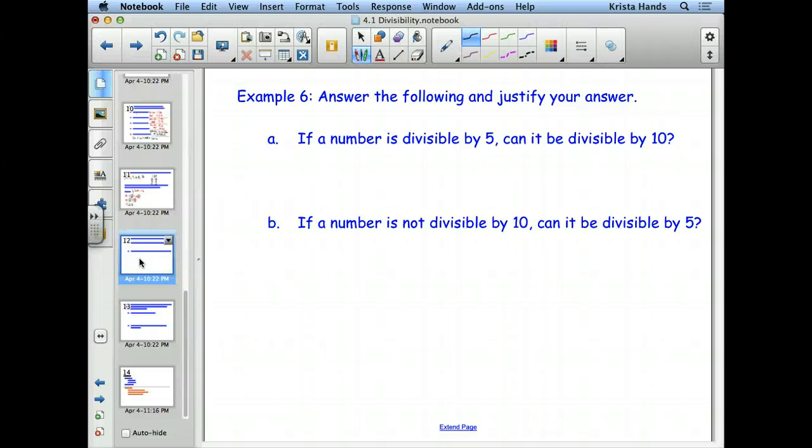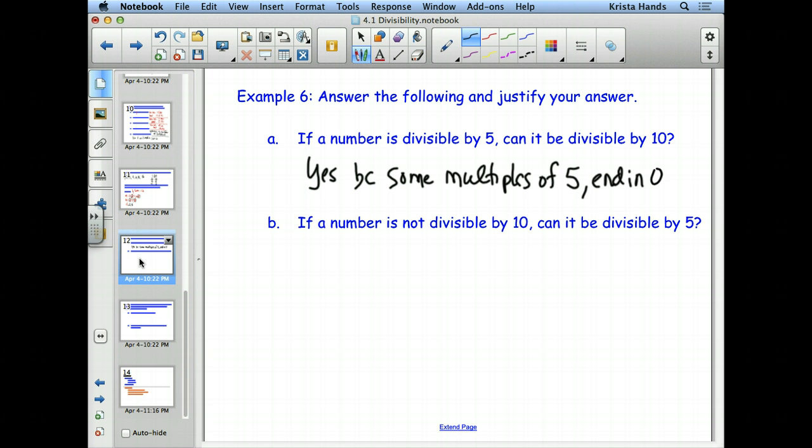Why? Yes, because some multiples of 5 end in 0, making them a multiple of 10, or making them divisible by 10 if you prefer. All right, that works. Absolutely true.